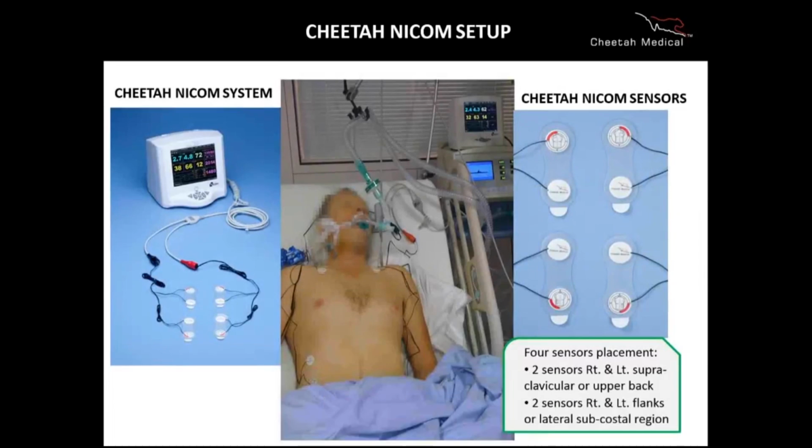All you need is 4 sensors, 2 sensors above the heart, 2 sensors below the heart. You can put it on the front or on the back or in a combination of, as long as you have 2 above and 2 below the heart.